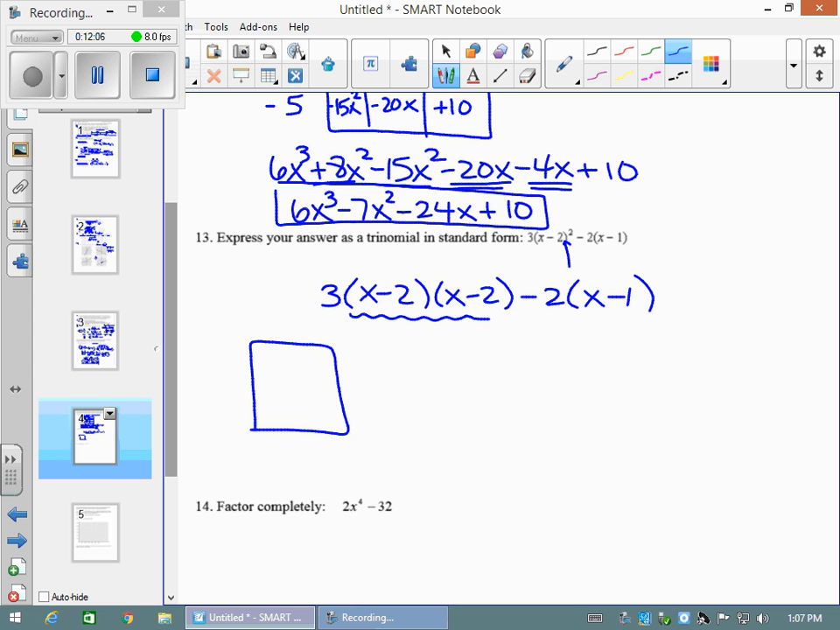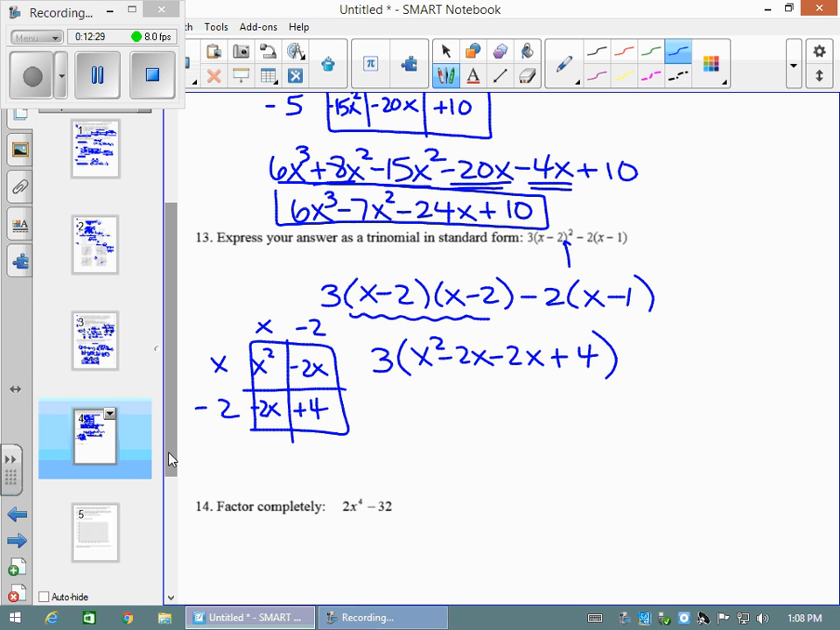So x times x gives me x squared. X times negative 2 is negative 2x. Another negative 2x, and negative 2 times negative 2 is positive 4. So I have a 3 in front of this product, and now inside I'm going to have x squared minus 2x minus 2x plus 4, minus 2 times x minus 1. If I simplify my like terms, I'm going to have x squared minus 4x plus 4 as my trinomial.